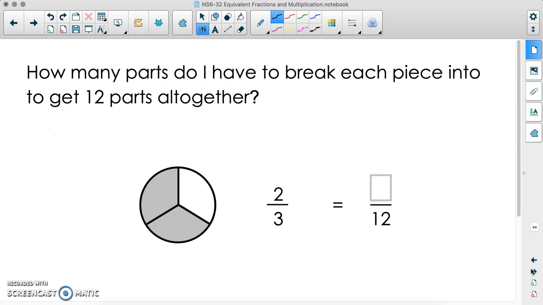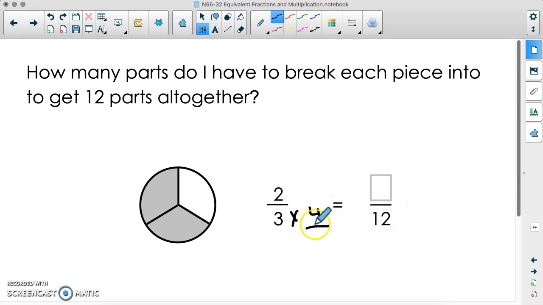So if we use multiplication to write an equivalent fraction, let's look at this picture. How many parts do I have to break each piece into to get 12 parts all together? So I'm starting with 2/3. So how do I get 3 to 12? What is 3 times what would equal 12? Well, you should be able to tell me that 3 times 4 equals 12.